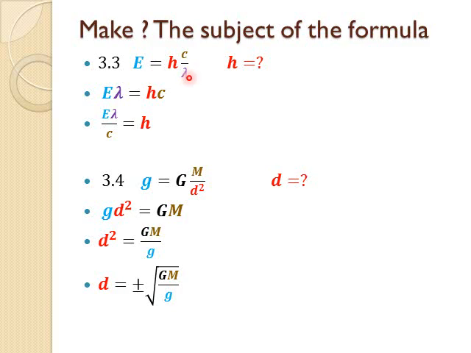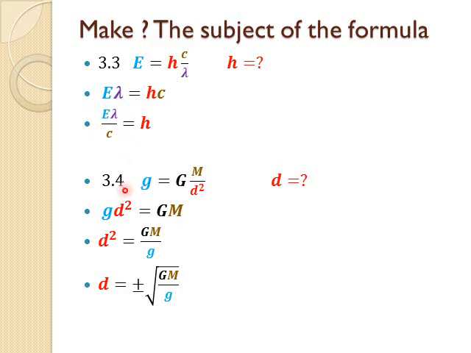Right, so I want h, so first I'm going to get rid of the denominator by multiplying it away, so E times lambda equals h times c. I want h as the subject of the formula, so if I divide by c, E times lambda divided by c equals h. So this equation you'll use in physics this year still, in grade 10.